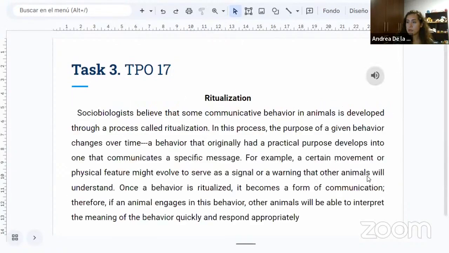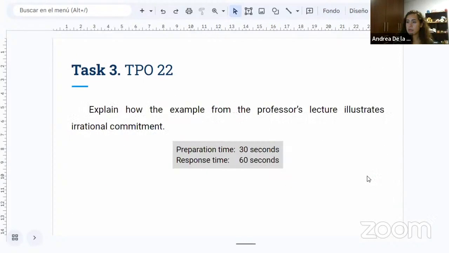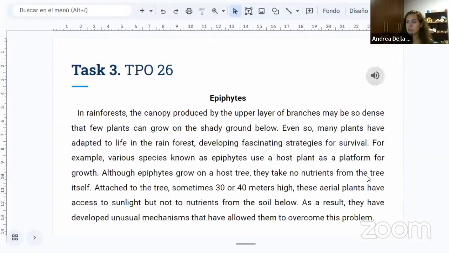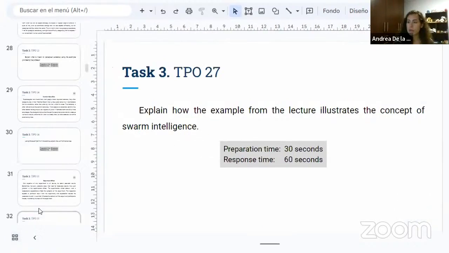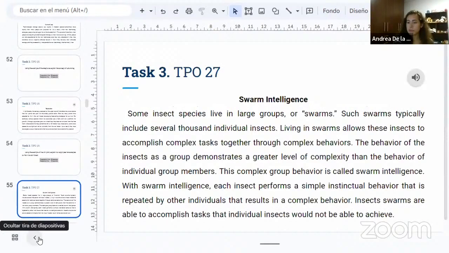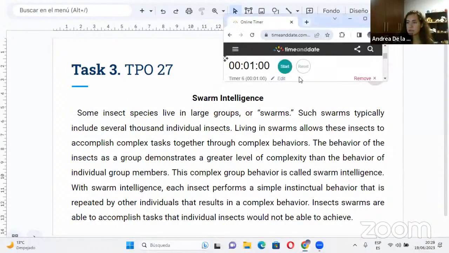Let's do something else. Okay, let's now do biology. So you will have 45 seconds to read the text.